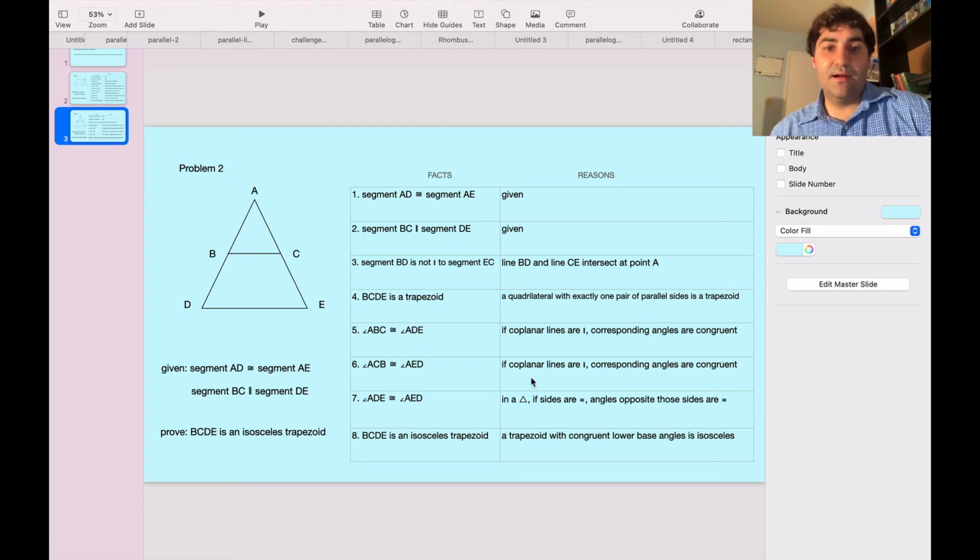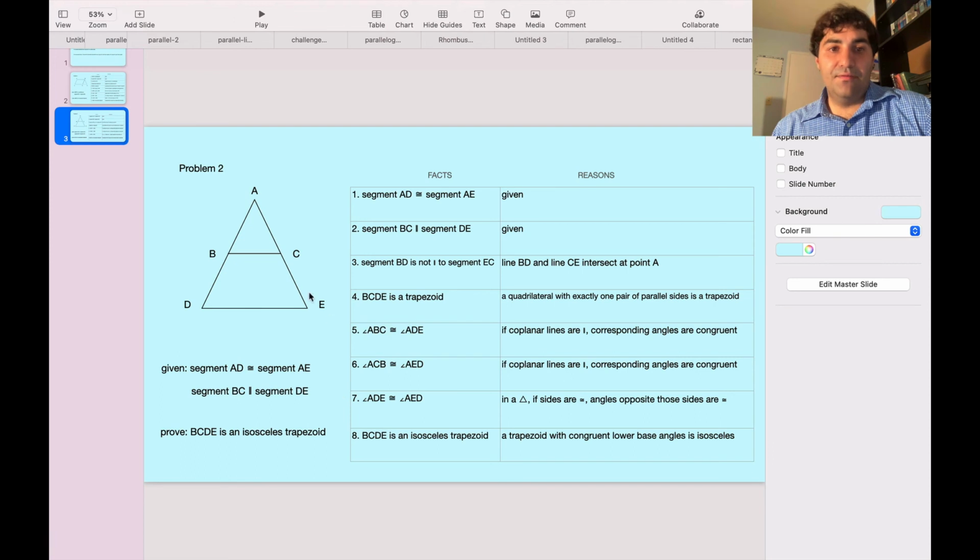I abbreviated this here. Since segment BC is parallel to segment DE, angle ABC and angle ADE are corresponding angles, because they're both on the same side of the transversal, if we take the transversal to be segment AD. One is in the interior region and one is in the exterior region bounded by lines BC and DE. Anyway, since these two lines are parallel, these corresponding angles are congruent. So angle ABC is congruent to angle ADE. Then we do the same kind of reasoning over here, and we get angle ACB is congruent to angle AED.